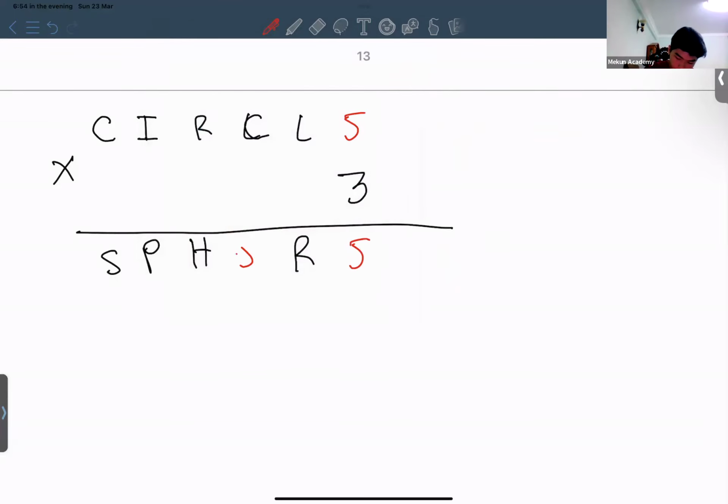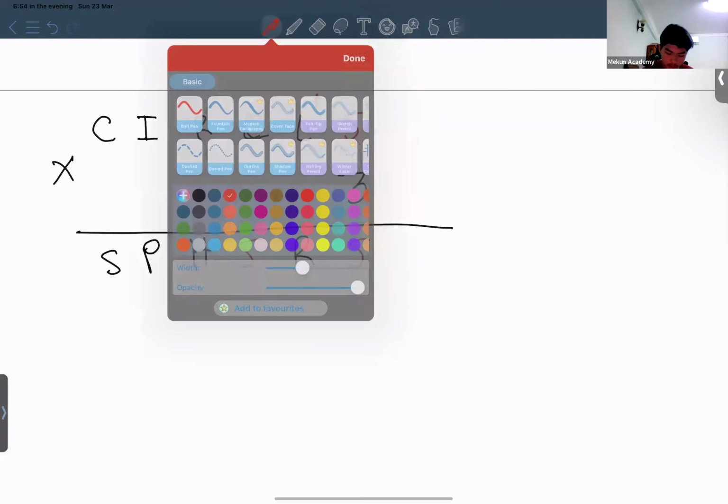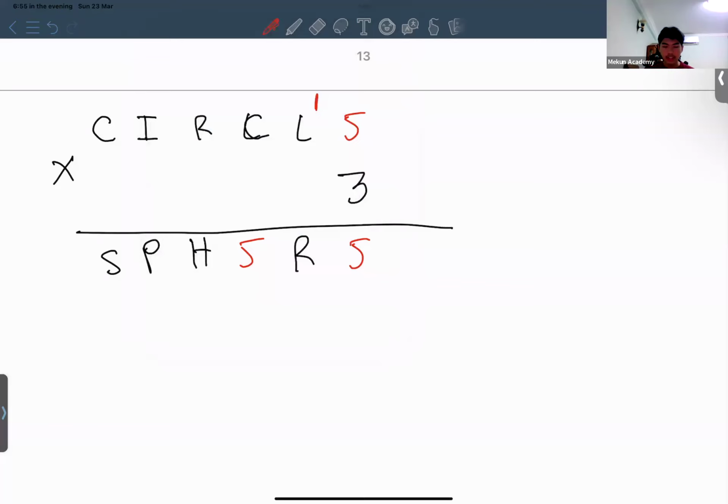5, 5, 5. So when 5 times 3, you'll get 1 as like group 1. So you can put 1 up here. And then you need to look at the last digit. So for the last digit, it's C times 3 equals to S.